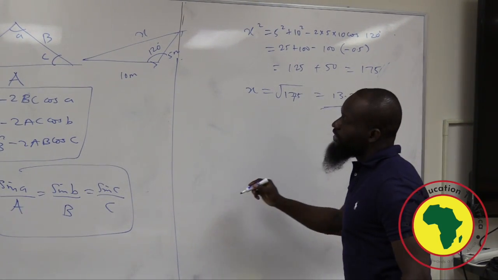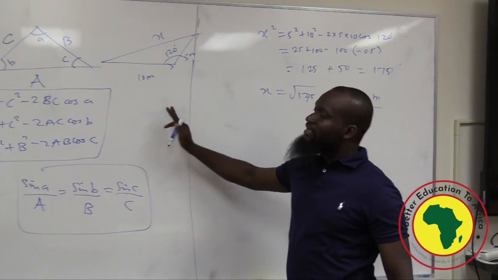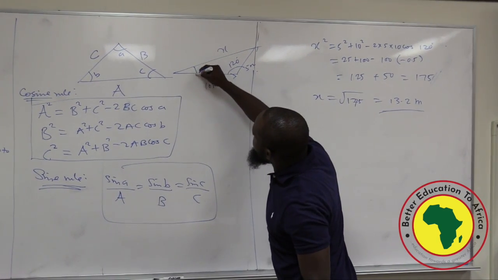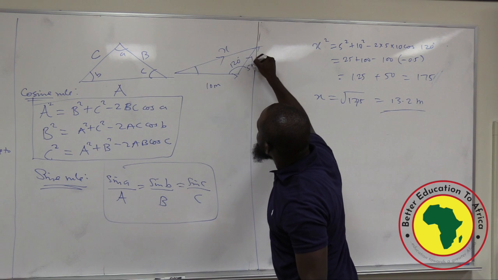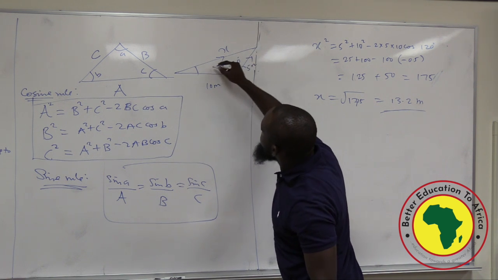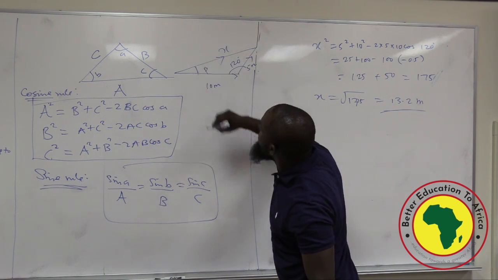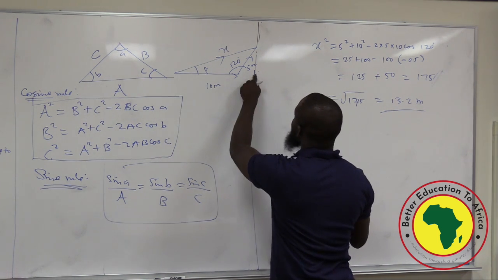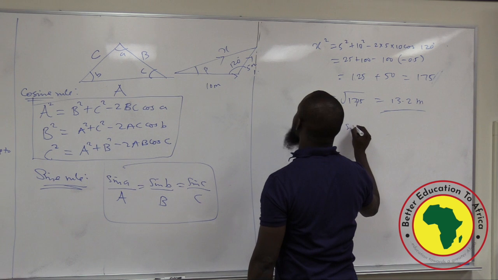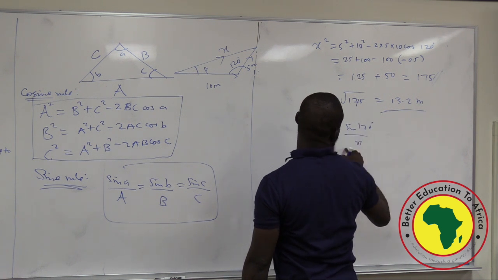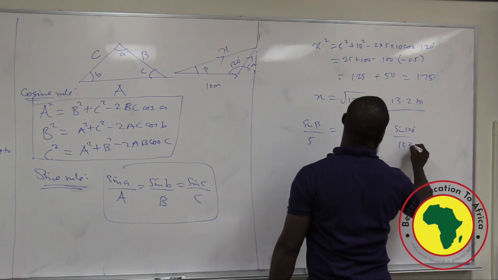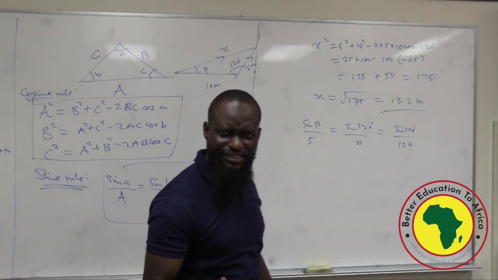To get the direction, now I have to come back here and use the sine rule. I'm looking for the direction of this, which I call beta. So I'll say sine beta over the line facing beta, 5, equals sine 120 degrees over x. I just got x, 13.2. I don't know if you're getting this clear.